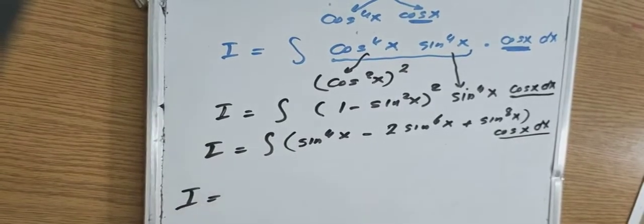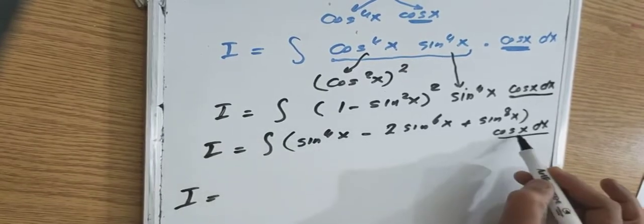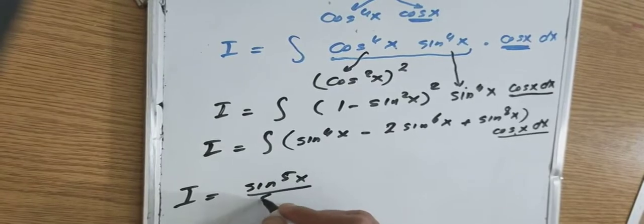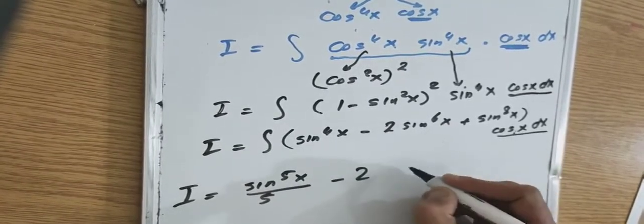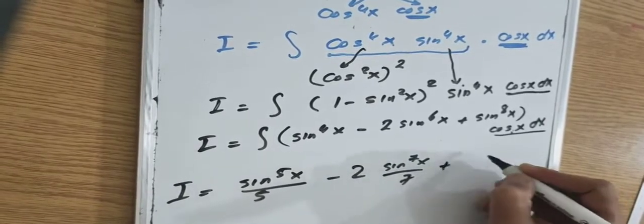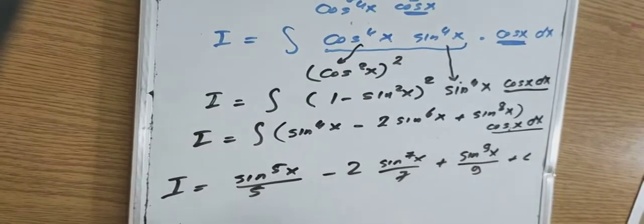Now, directly using the power rule, because sine power 4 and the derivative of sine is cosine, the integration will be sine power 5 over 5. And we have sine power 6 and the derivative is cosine, so it will be sine power 7 over 7. And the last term will be sine power 9 over 9 plus c.